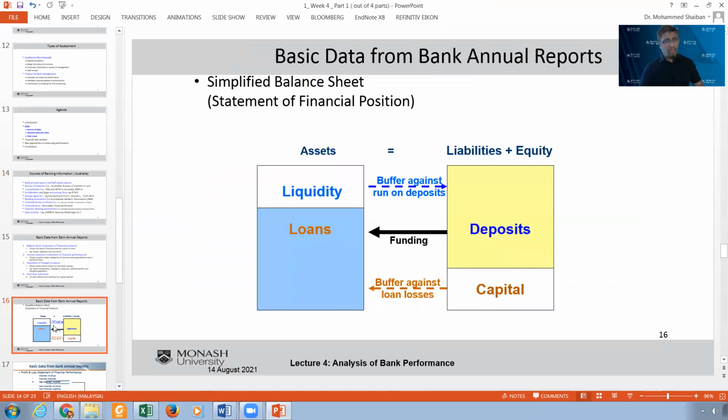Okay, let's go to the balance sheet. How does it look actually? Most of us know it. We have the asset side, which is actually the loans and the liquidity. We can have some investments. And on the liability side, we have the deposits and the capital. And the capital is actually a buffer against loan losses.